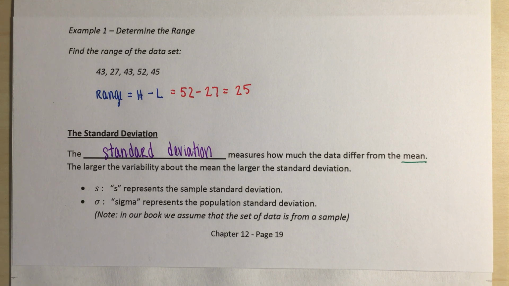So like we saw with mean, we can have different notation based on whether we're talking about a sample or a population. So S means we're talking about the standard deviation of a sample. The Greek letter sigma represents the population standard deviation. For the most part in this book, the notation being used is that of S, so we're assuming that it is coming from a sample.